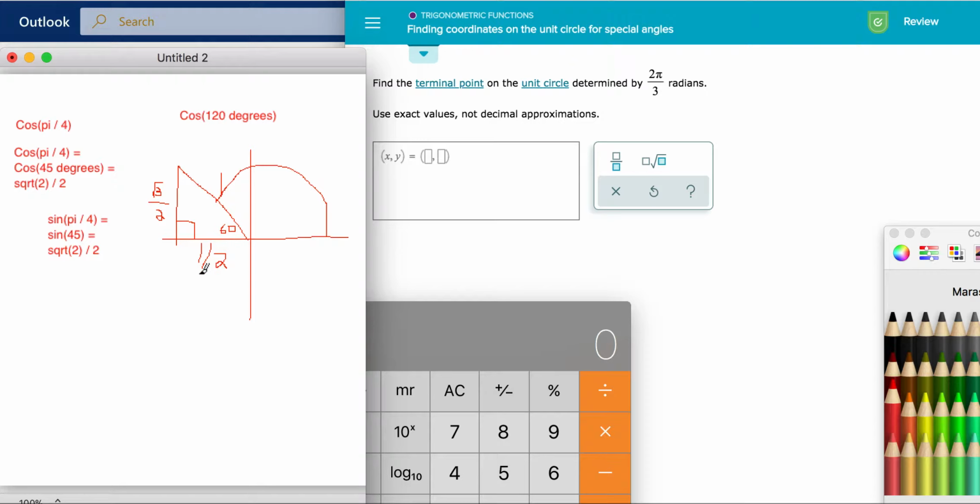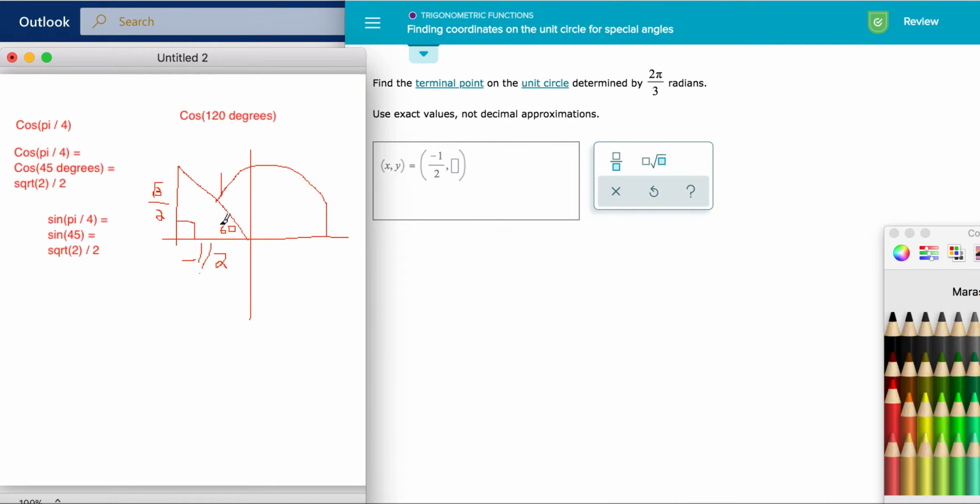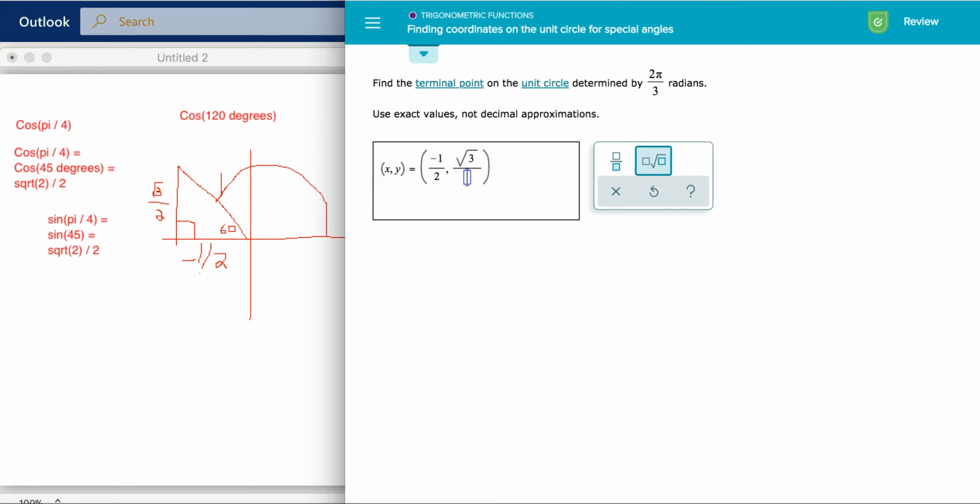Cosine is the adjacent, which is negative 1/2, because we went on the negative side of the x-axis, divided by the hypotenuse. So cosine of 120 degrees is negative 1/2. And then sine is the y coordinate. So sine of 120 degrees, look at your triangle here. That's a positive square root of 3 over 2 because we went up on the y-axis. Square root of 3 over 2 divided by 1. So this is square root of 3 over 2.